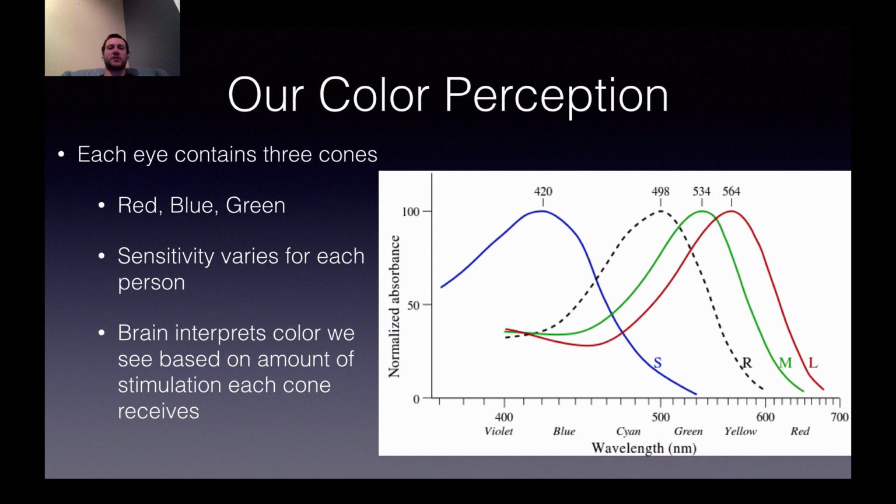And with those cones, as we talk again about color here, we have 3 primary cones in our eyes: red, blue, and green. So we have cones that are sensitive towards red light, cones that are sensitive towards blue light, and cones that are sensitive towards green light.